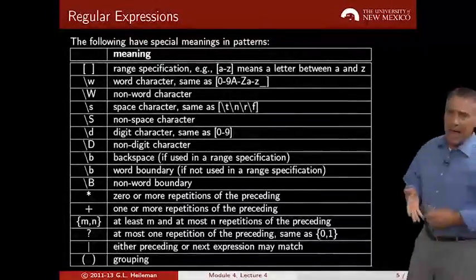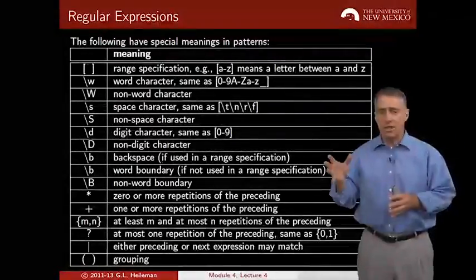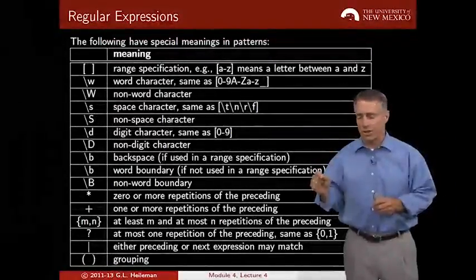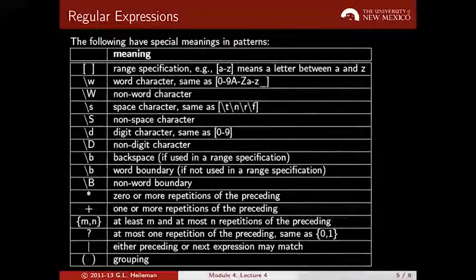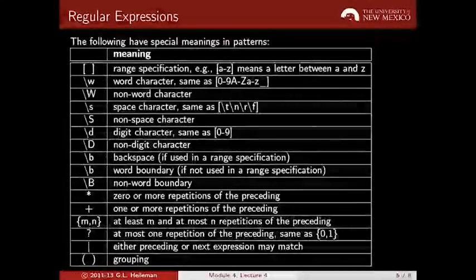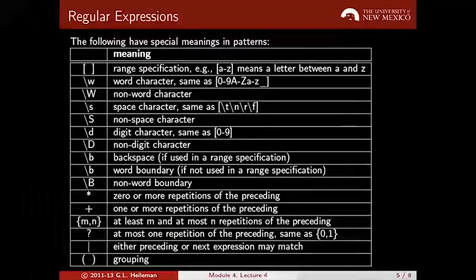The backslash lowercase w indicates match against a word character, in other words 0 through 9, uppercase A through Z, or lowercase a through z. And then the capitalized form always is the opposite. Backslash capital W means match a non-word character. And so you see S is for space and non-space character, D for digit and non-digit character, B for backspace or word boundary, and then again capital B for non-word boundary.